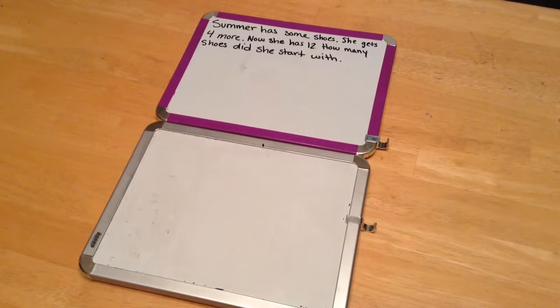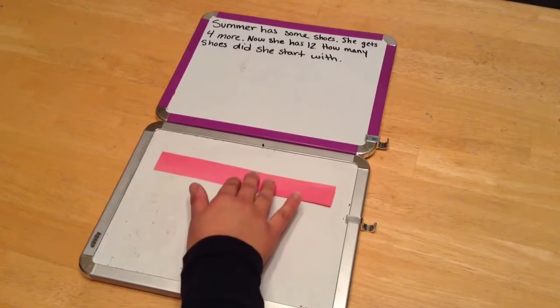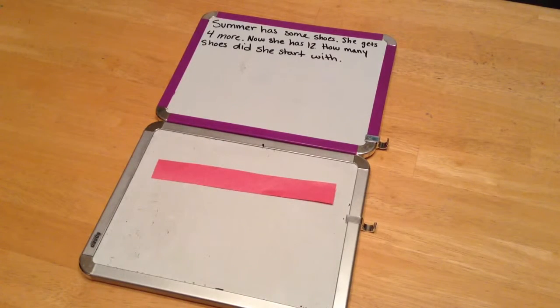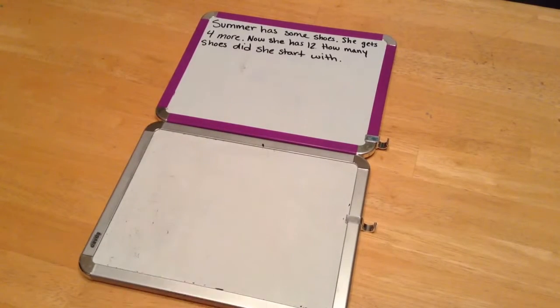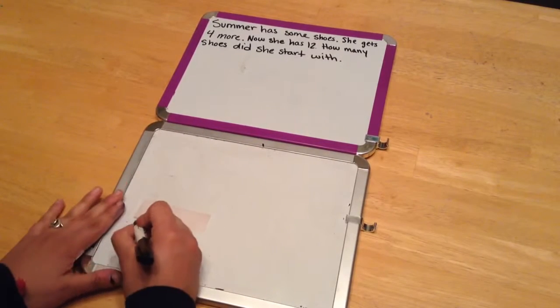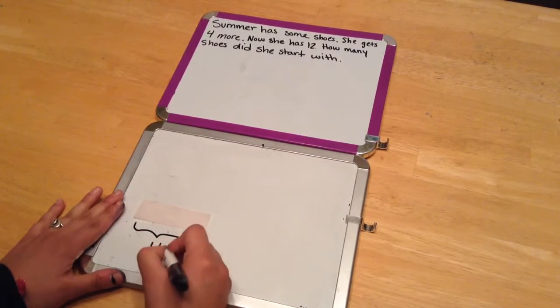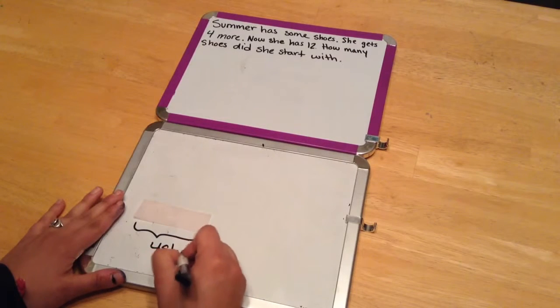Summer has some shoes. She gets 4 more. Now she has 12. How many shoes did she start with? So we're going to use a strip diagram as our model to show you. So she started off with 4. Okay, I'm going to show you here. 4 shoes. Okay.